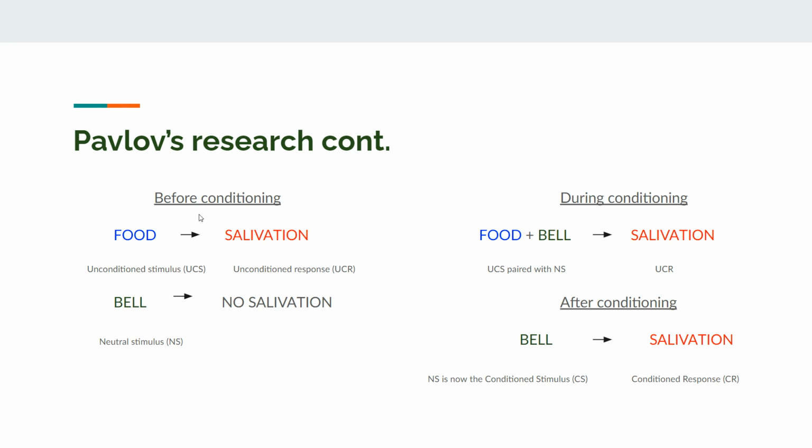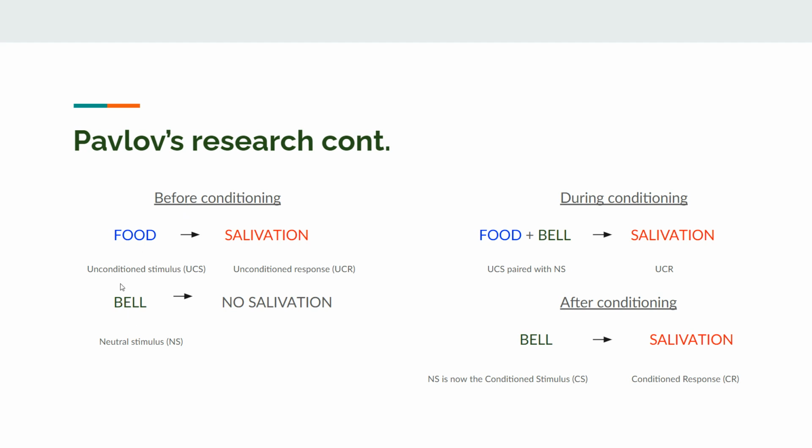Before conditioning has taken place, so before any learning has taken place, any pairing has occurred, food leads to salivation. We know that the dogs will salivate when they're presented with food. The food is what we call the unconditioned stimulus, i.e. it's the stimulus that leads to a response, but it's unconditioned. It just happens naturally. The salivation is the unconditioned response. That's just the response that happens when food is presented. It hasn't been learned.